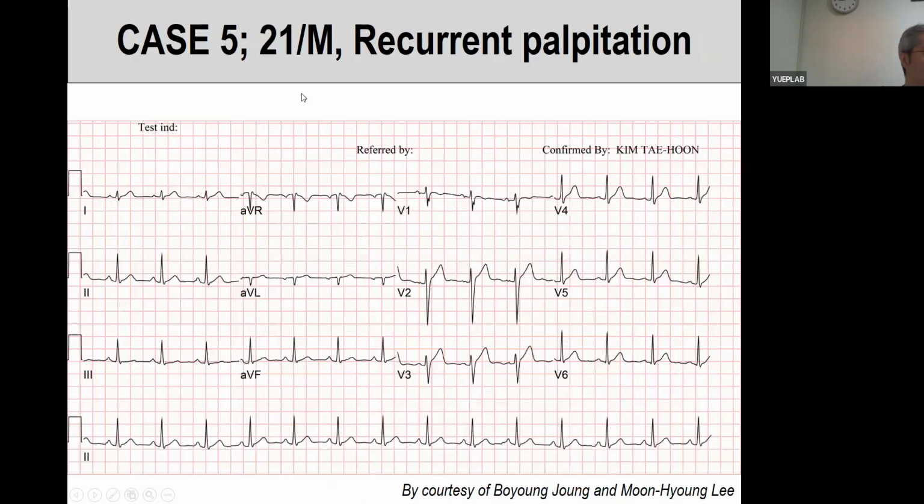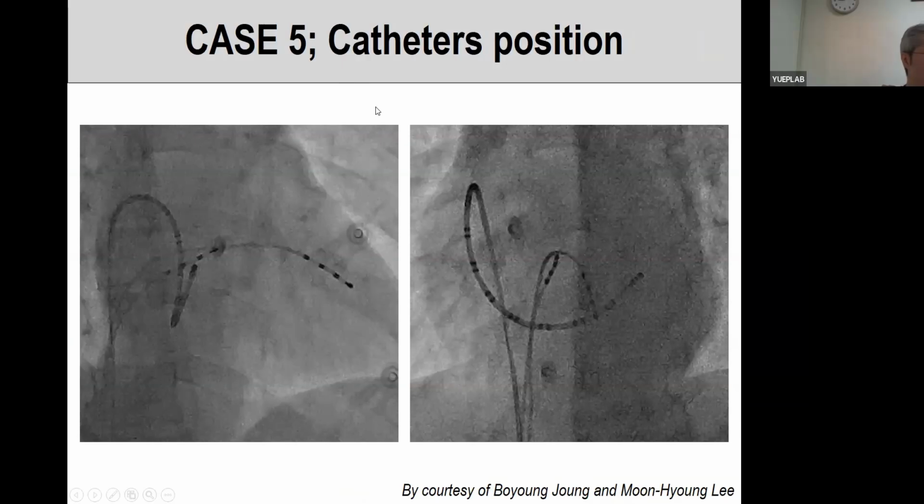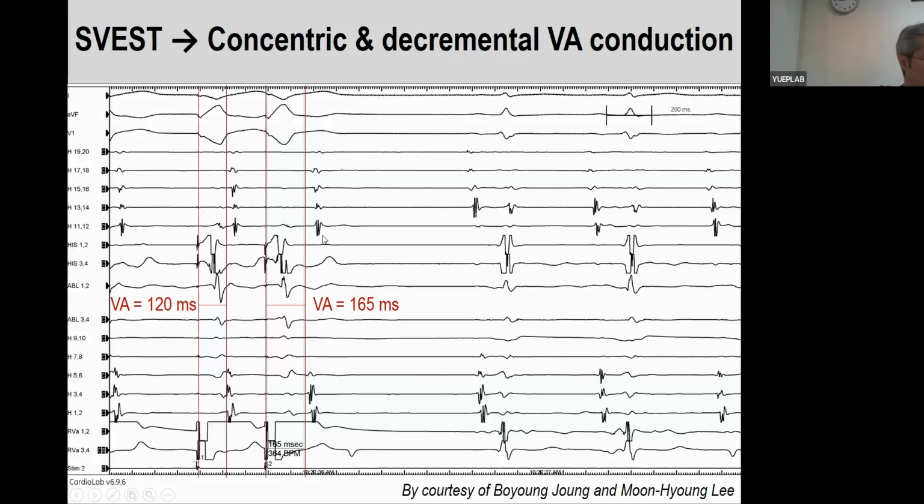Next case, a 21-year-old male. He complained of recurrent palpitation. His ECG tracing, nothing special. No delta wave. And we conduct an EP study, catheter position like this. We conduct the single study. VA conduction was concentric and decremental.